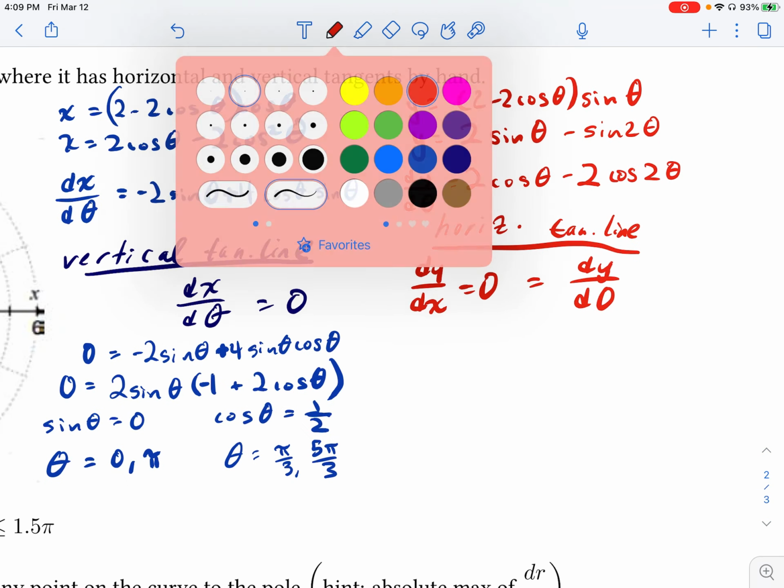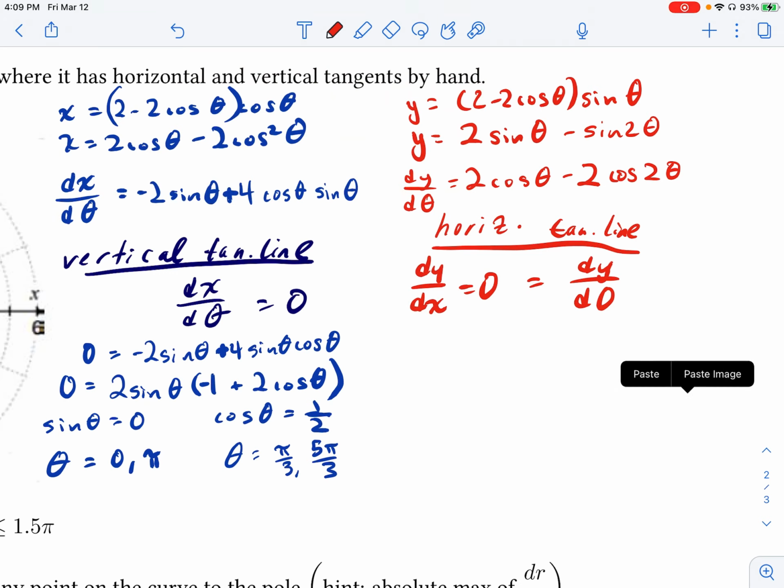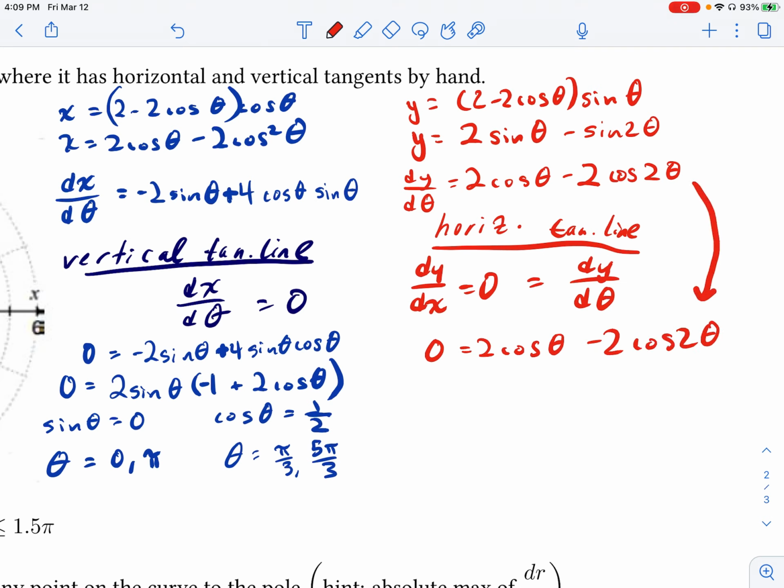So for the horizontal tangent line, and I'm now back to the right colors, I'm pretty sure, we're looking to see where dy/dθ is equal to 0. So we're going to set our dy/dθ that we found up there, 2 cosine theta minus 2 cosine 2 theta, equal to 0. And since we have a 2 in front of both of these, we can just divide those out. We won't need those.